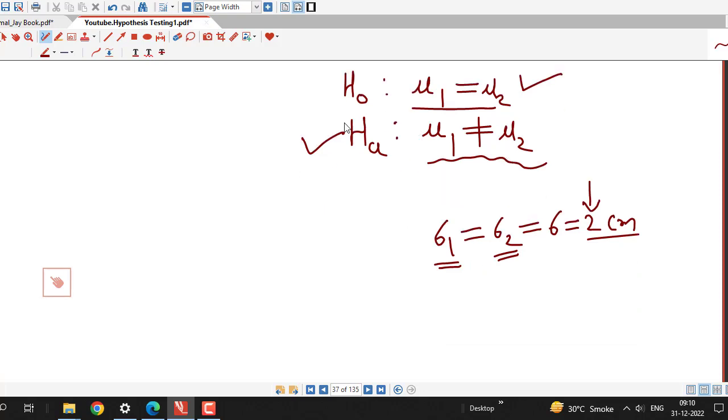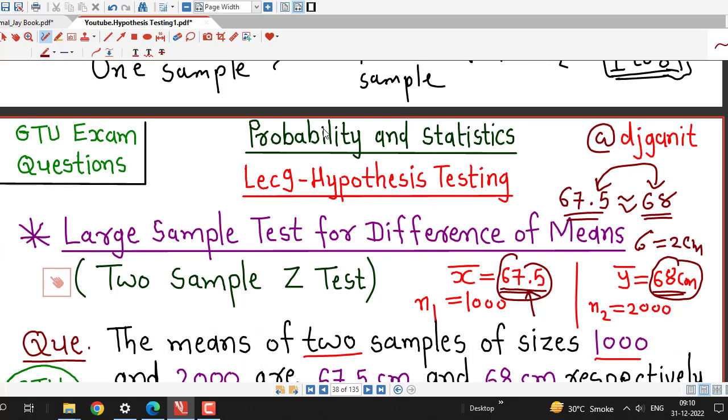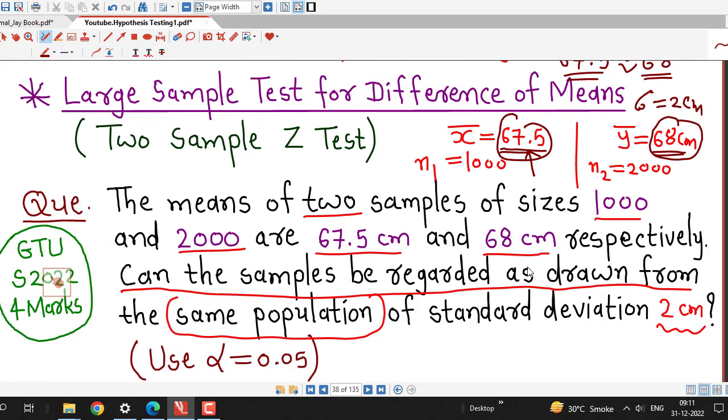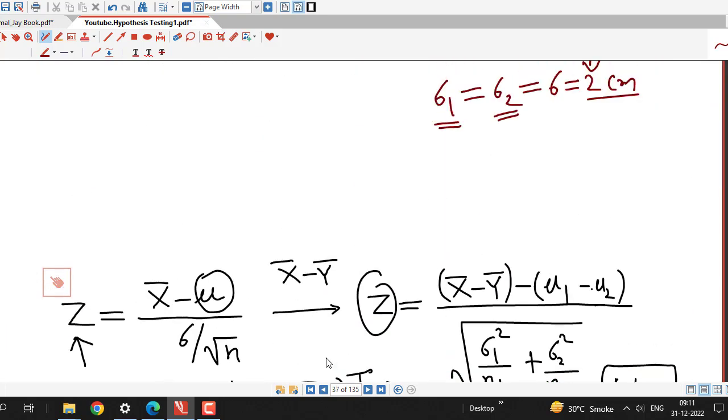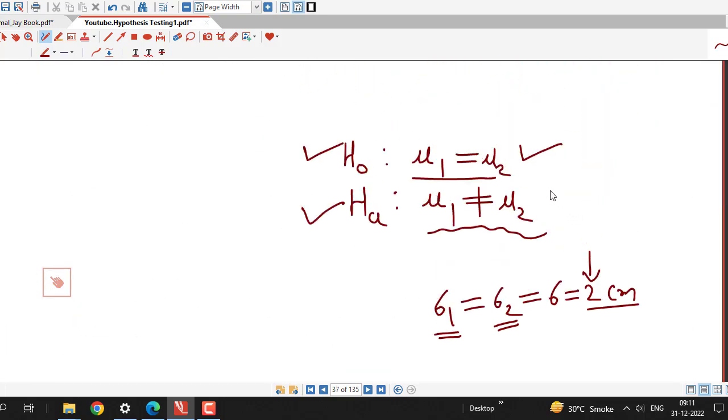So we have to test this null hypothesis with these values of samples and standard deviation equal to 2 centimeter, and level of significance is given as alpha equal to 0.05. We can see here the alternative hypothesis is mu1 is not equal to mu2. That means we have a two-sided alternative, so we can apply a two-tailed test.